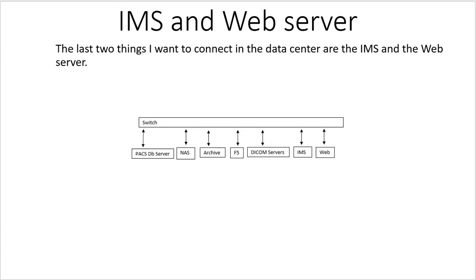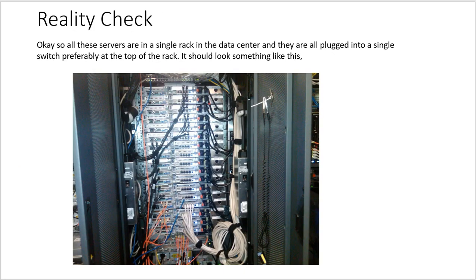Now I need to get images out, so the last things I want to connect in the data center are the IMS and the web server. So the images will come in through the F5 and the DICOM server. The PACS database server will decide where they go on the NAS and where they're stored in the archive, so then they can go out through the IMS and the web server. So now I have the basic core components of my PACS set up.